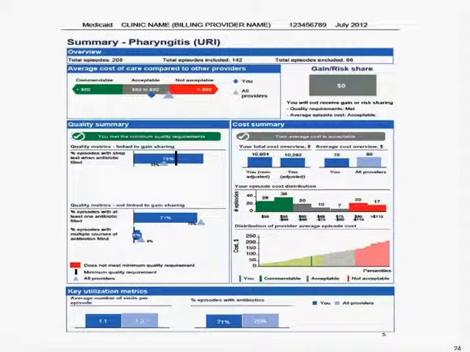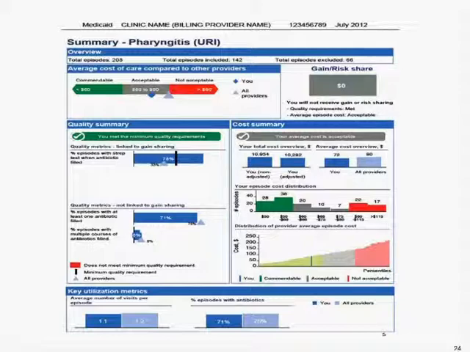The quality summary. The quality metrics for pharyngitis are taken from paid claims, so you don't have to enter anything in the provider portal. To be eligible for gain sharing in the pharyngitis episode, you have to have administered a strep test in at least 47% of the beneficiaries for which you prescribed an antibiotic. If you do not meet this quality metric, you are not eligible for gain sharing, even if cost is in the commendable threshold. As you can see from this example, the provider met the quality metric with 78%. It's in the dark blue.